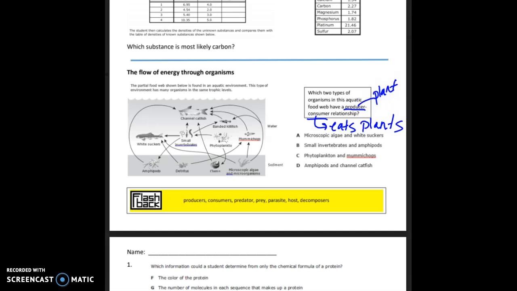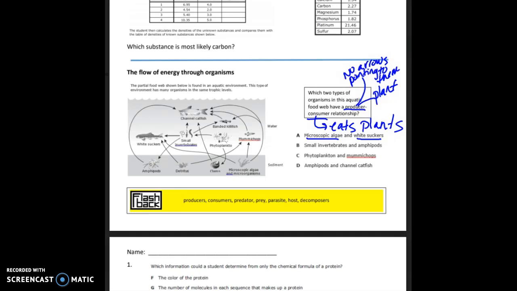So let's come here and look. What is our first option? Microscopic algae and white suckers. Producers on a food chain. Also, the other thing you can look for is no arrows pointing to them. They don't eat anything. They don't consume anything. So they don't ever have arrows pointing to them.